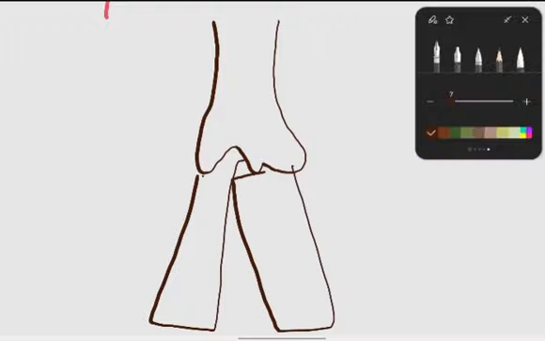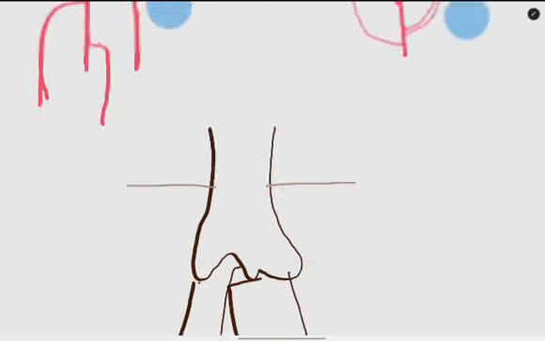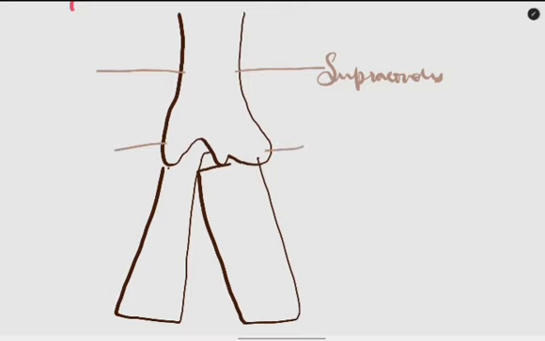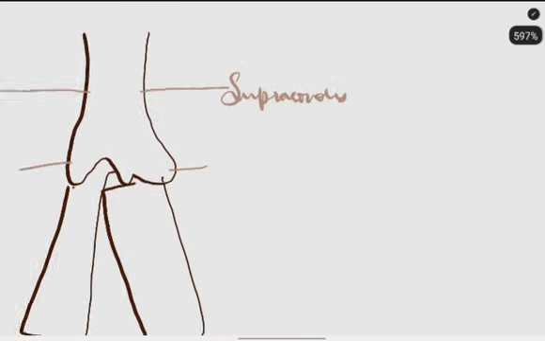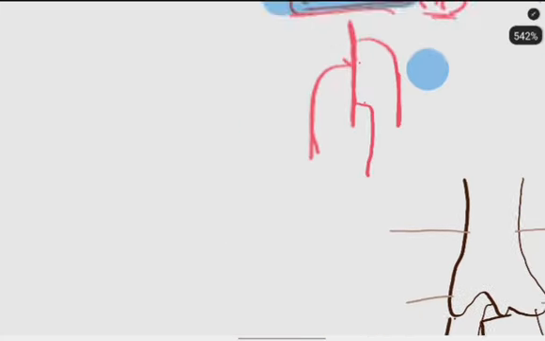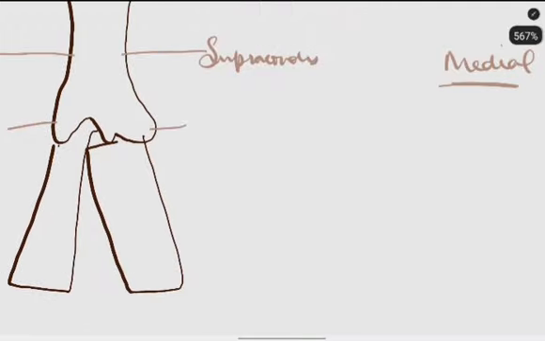So now I'm going to label it. So these are the supracondylar regions of the humerus, and these are the condylar regions of the humerus. And just know that this is the medial side that we are talking about, and here it is the lateral side. Okay, so this is the lateral side and this is the medial side.